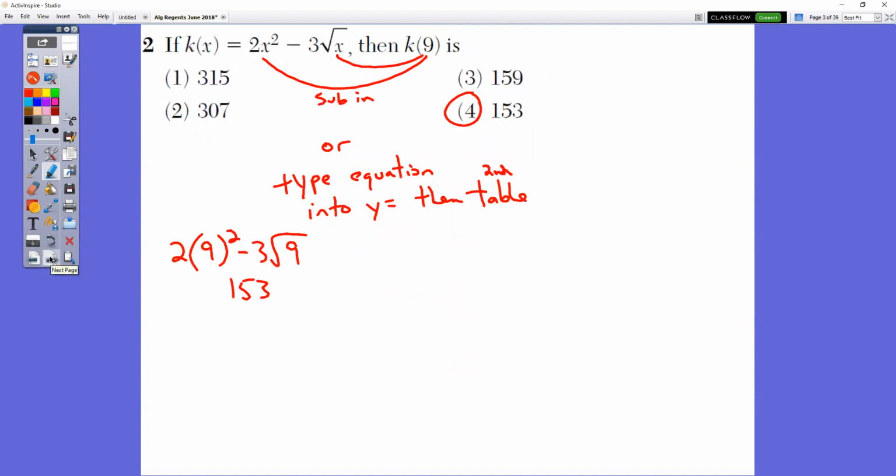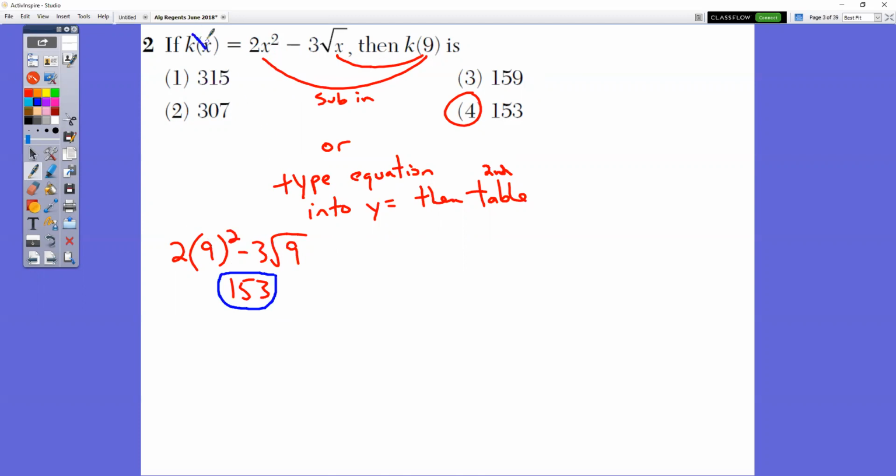In question number 2, if the k of x equals that, then they want to know what the k of 9 is. There's 2 different ways to do it. All that you have to do really is sub in a 9 where the x's are. So you could type 2 times 9 squared minus 3 radical 9. When you do that on the calculator and hit equals, you get 153.